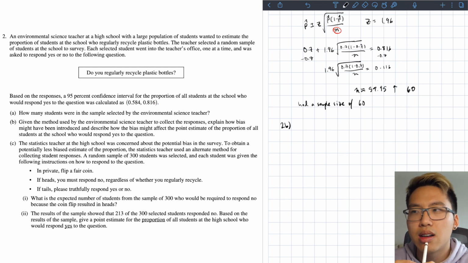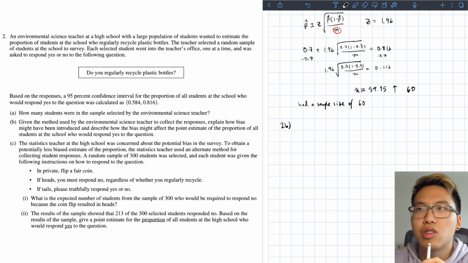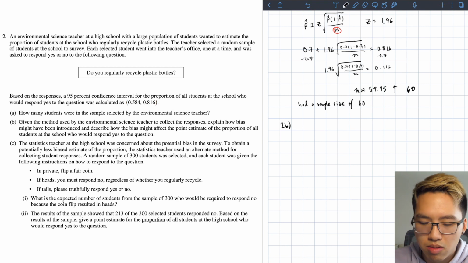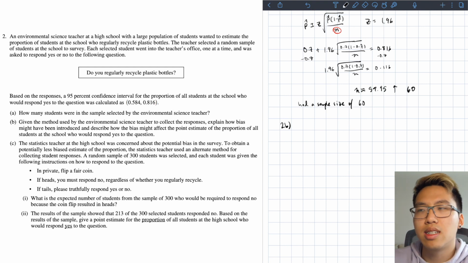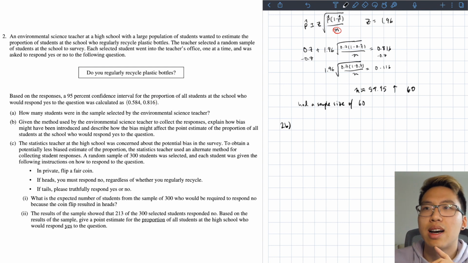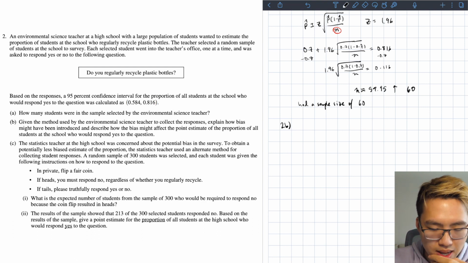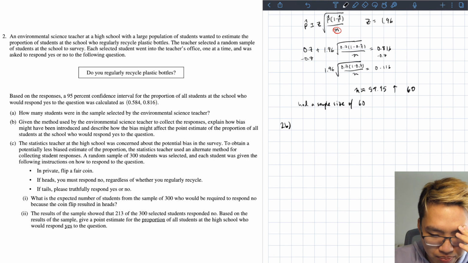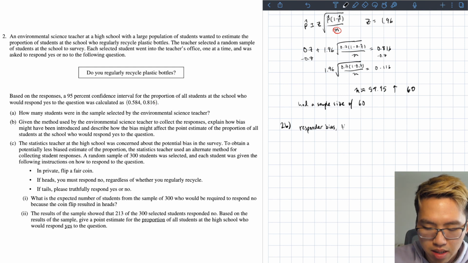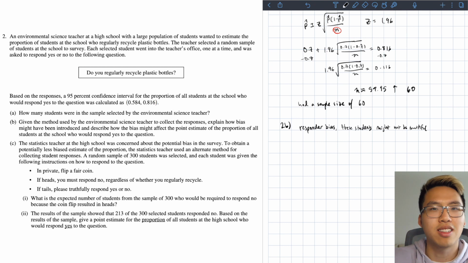So I think here, let me think about this. I think one potential bias. If we go back to the question, it says that each selected student went into the teacher's office one at a time and was asked to respond yes or no to that question. So I think this is called responder bias. Basically, these students might not be truthful because they're talking to this environmental science teacher.